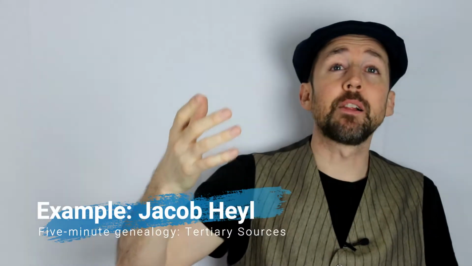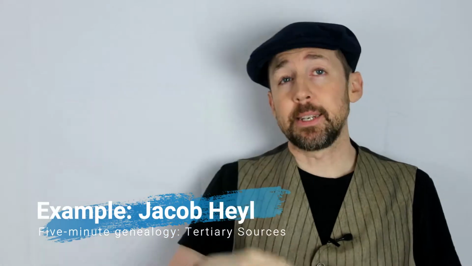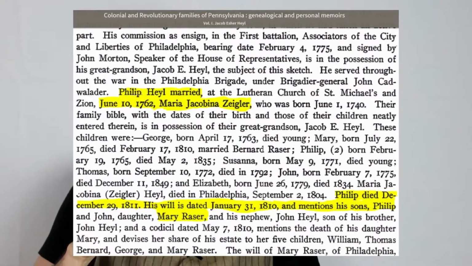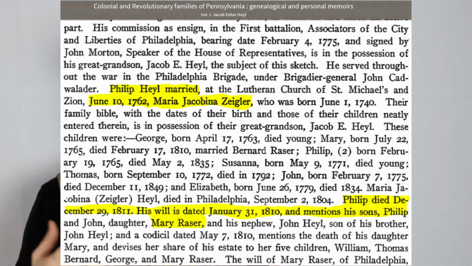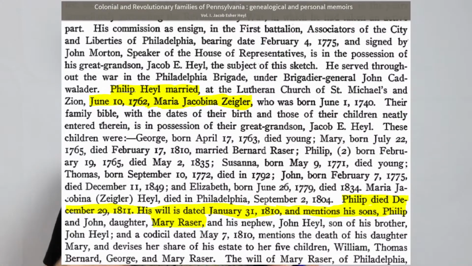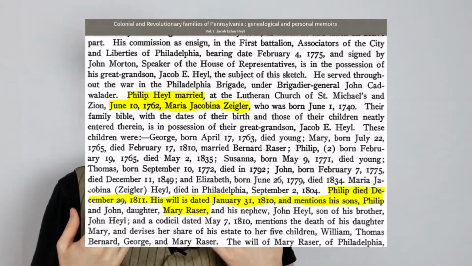First, the genealogy of Jacob Asher Heil, contained in Colonial and Revolutionary Families of Pennsylvania. It was published by the Historical Society of Pennsylvania in 1911. I was specifically interested in Philip Heil, an ancestor of my wife and a Philadelphia baker who fought at the Battle of Princeton in January of 1777. Now, I grew up in Princeton. I just wanted a connection between my Oregonian wife and my hometown.